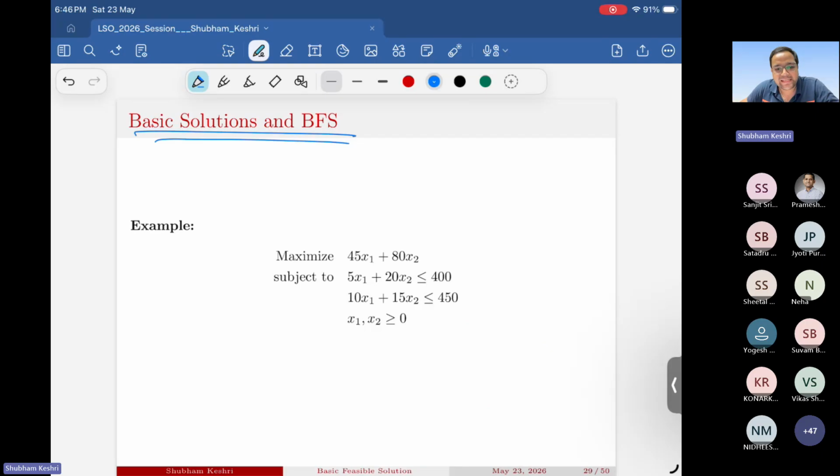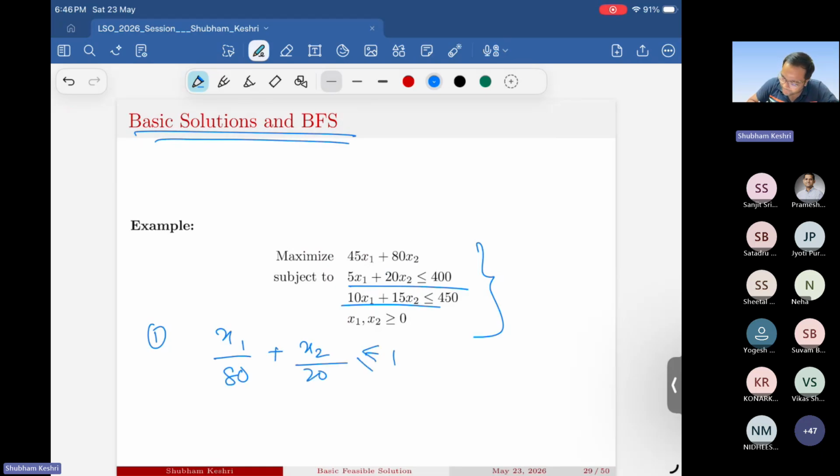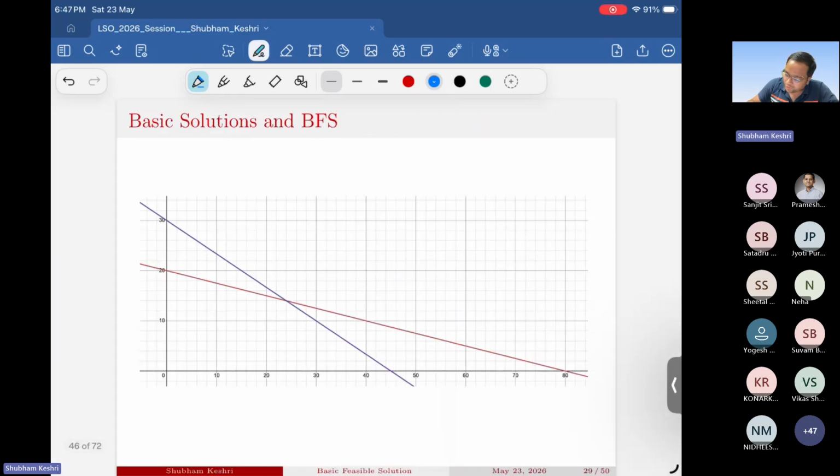Now we'll see just one example of how to obtain basic solutions and basic feasible solutions. So this is the LP we have. Now I will draw the feasible region of this LP. It is very simple. For the first constraint, it will be x1 by 80 plus x2 by 20 is less than or equal to 1. And similarly, you can draw the other constraint. So this is the first constraint. This is the second constraint. And you can just obtain the points.